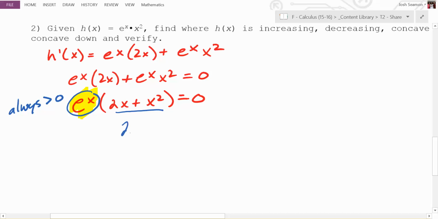So what do we solve? 2x plus x squared is equal to what? What can we factor out of that? So it's x times 2 plus x is equal to 0. So x is equal to 0 or what? Careful.